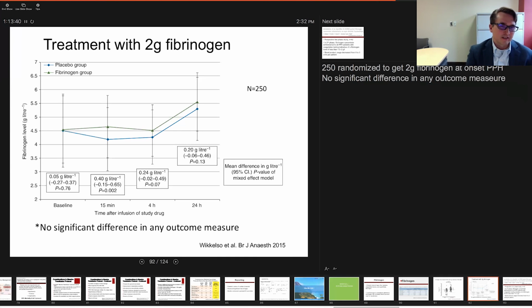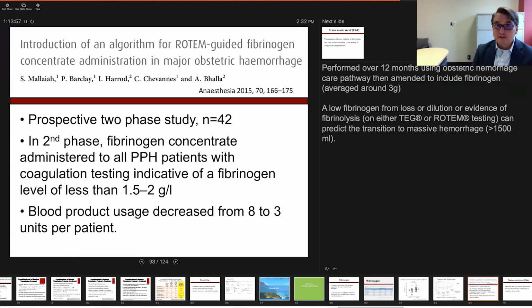Unfortunately, they saw no difference in the overall outcome by any measure other than the actual fibrinogen level, where you see a slight increase, even though it's not statistically significant. But even that really didn't change, let alone maternal outcomes. And so from this study, it would make us wonder if at least giving fibrinogen at this stage is of any benefit.